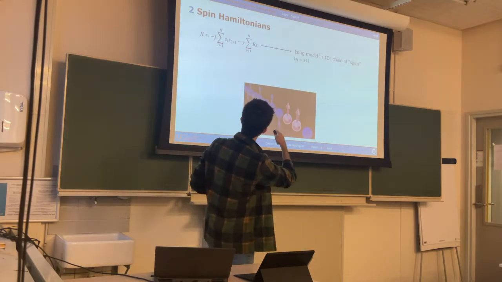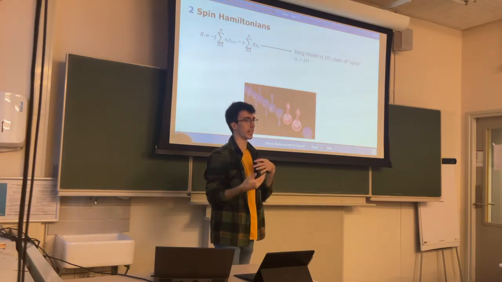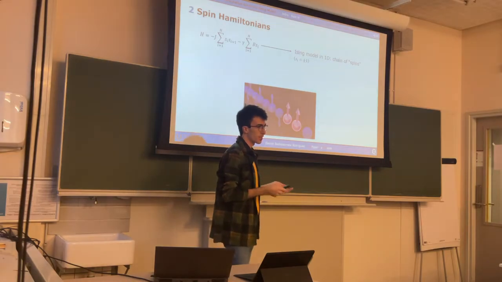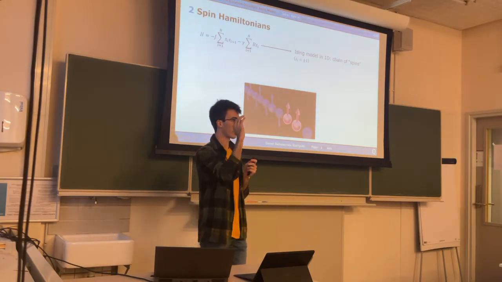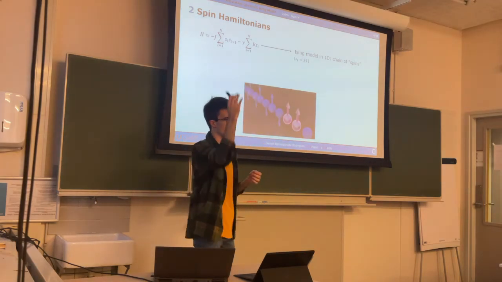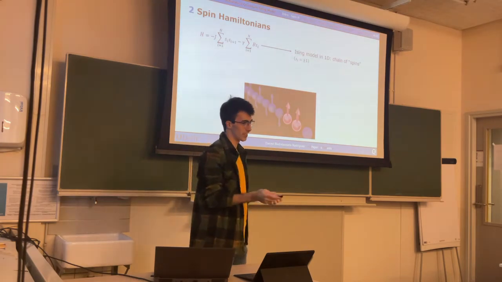And this second other thing here is the interaction between the spin and the external magnetic field. And so what it means physically is that the spin tends to align itself with the magnetic field. In this case, the magnetic field is pointing upwards. Now the thing is that this so-called spin is not quantum.